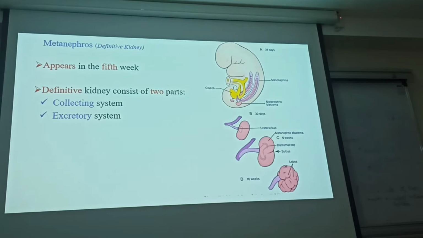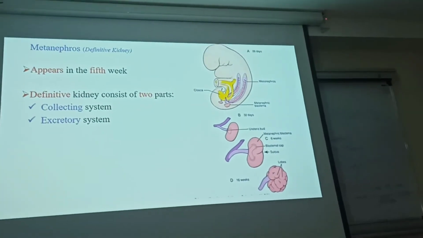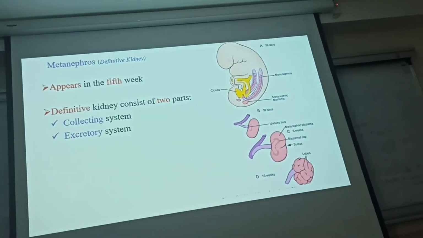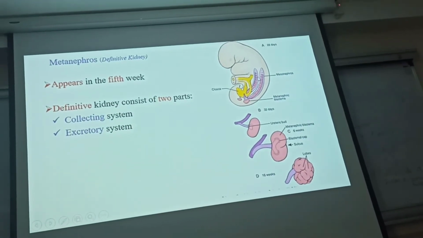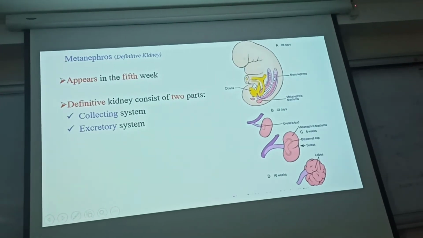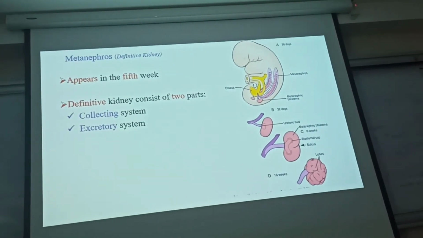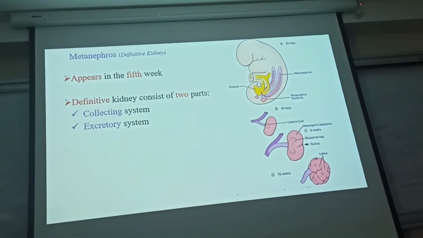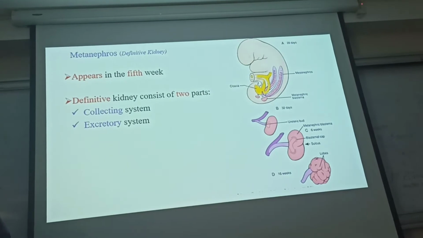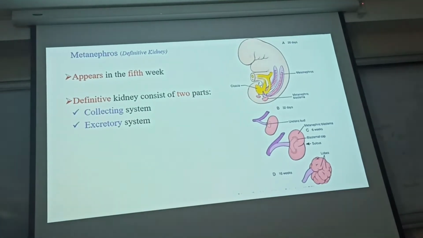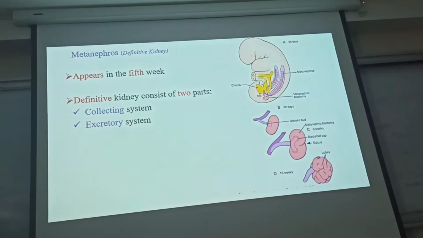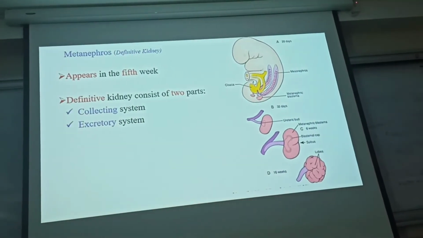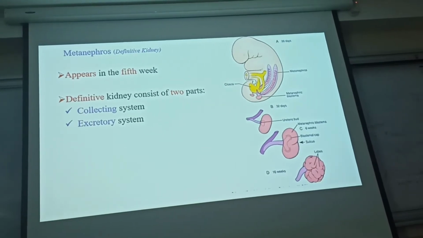But metanephros, or definitive kidney, or permanent kidney, this system appears in fifth week. As you know, the kidney consists of two important parts, collecting and excretory parts.